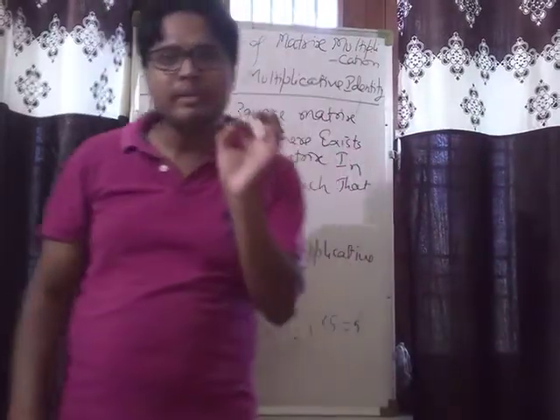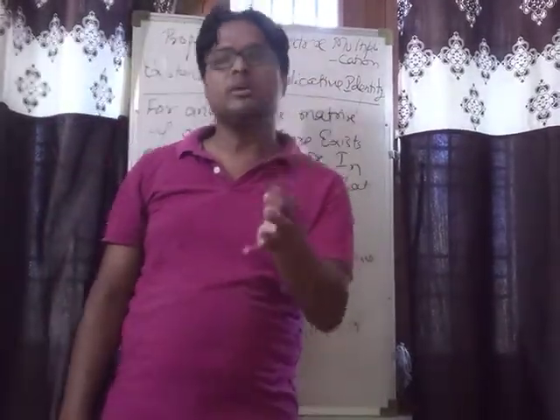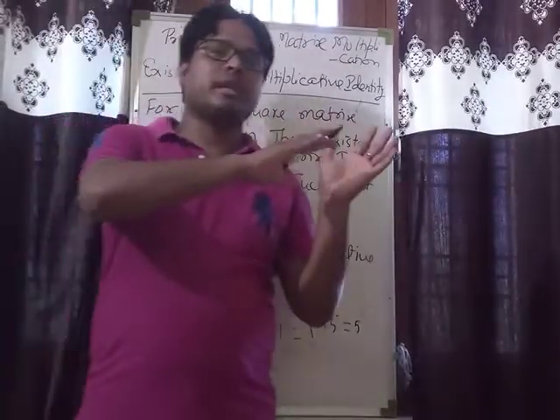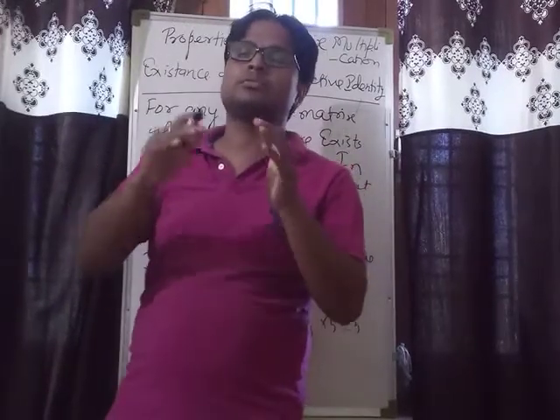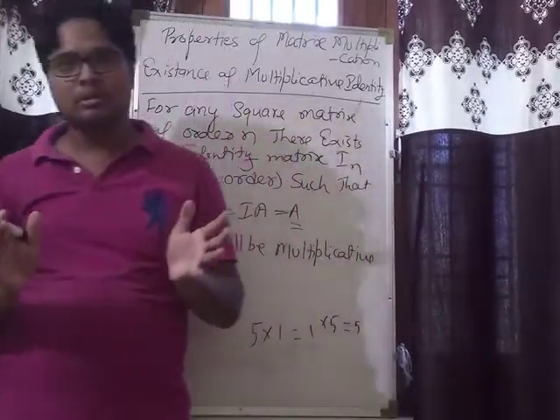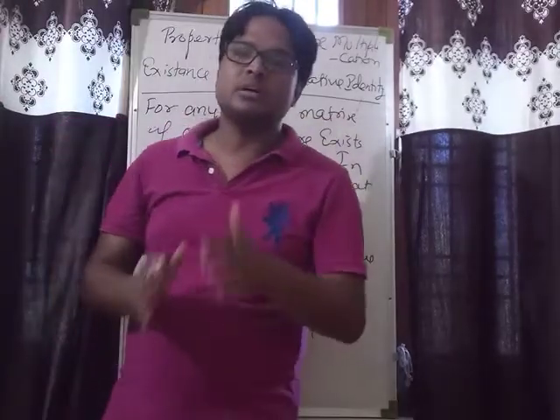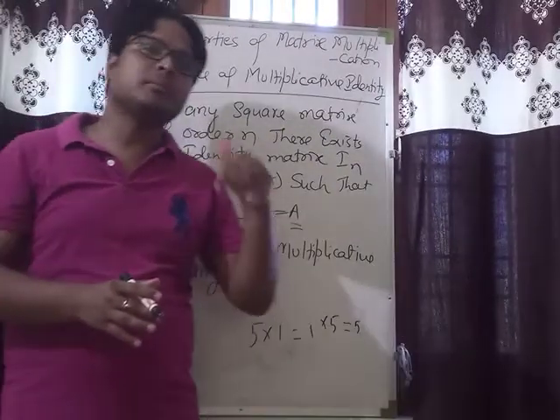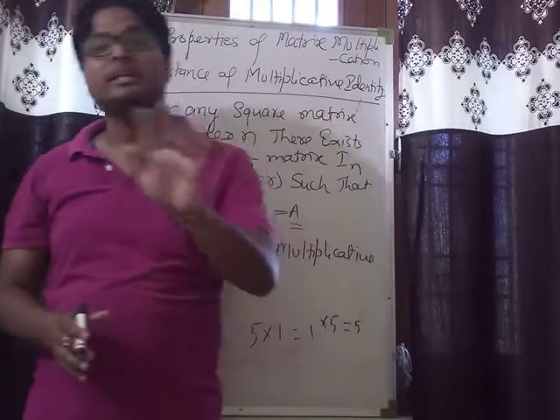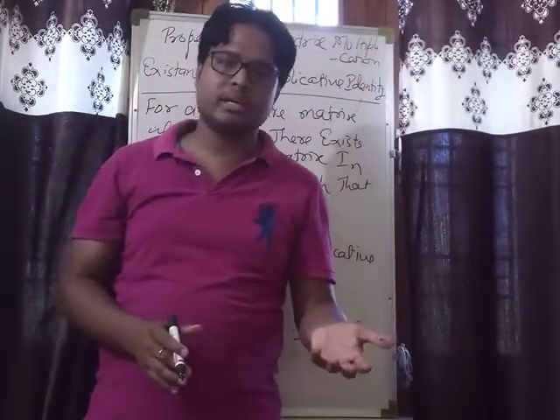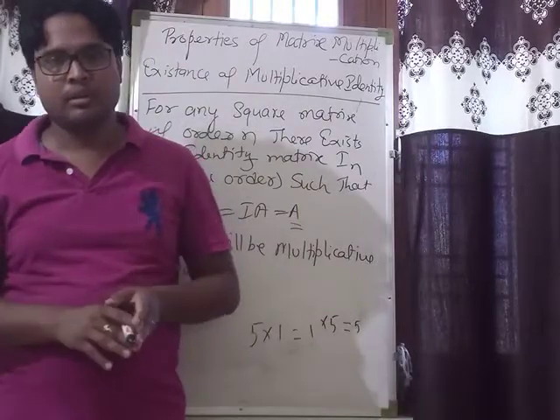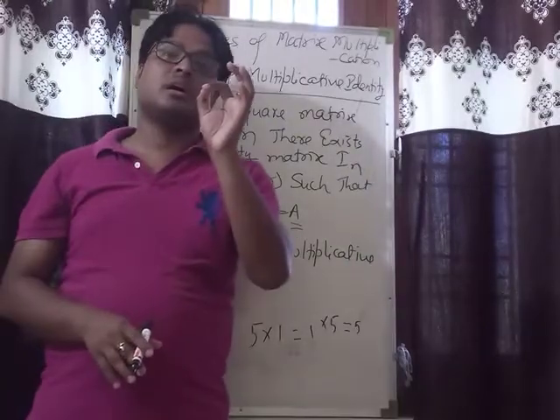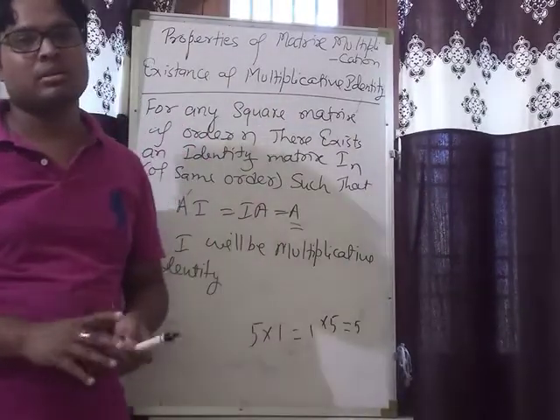Yes. For every square matrix, listen carefully everyone, for every square matrix, meaning a matrix whose number of rows and number of columns are the same, meaning if a matrix A is of order n, that is a square matrix, the number of rows and number of columns in A is the same, that is n, meaning the order of that matrix is n by n. For every square matrix there exists an identity matrix of the same order.